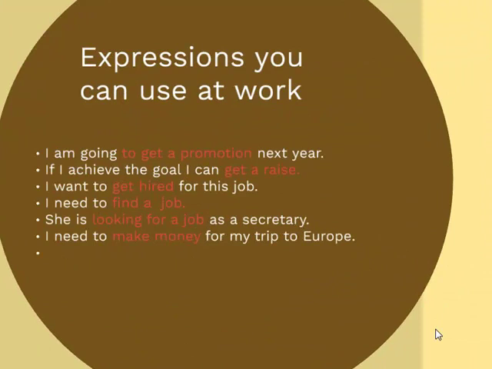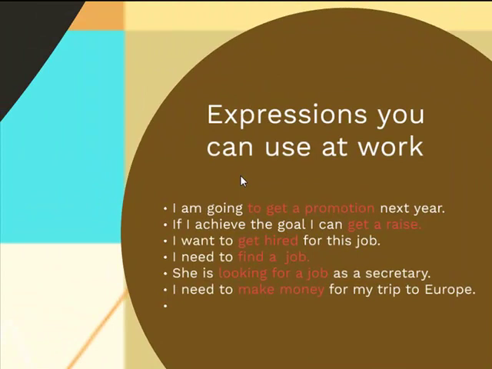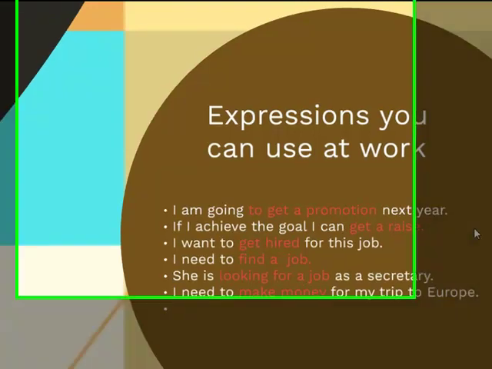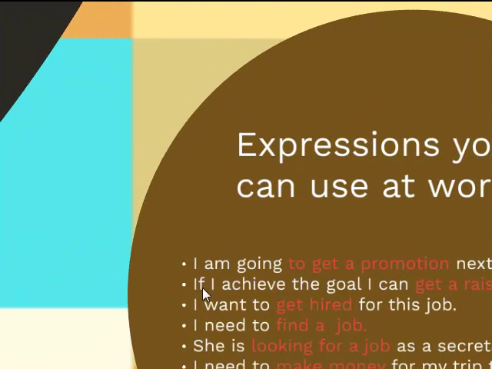Let's check some work expressions. These expressions you can use at work or when you're talking about work. I have highlighted in red the expressions that you have to learn. For example, I am going to get a promotion next year. So it means that you are going to get a better post at work. If I achieve the goal, I can get a raise. Okay, so here we're talking about increasing your salary. I want to get hired for this job. It means that you want to sign the contract for that job.